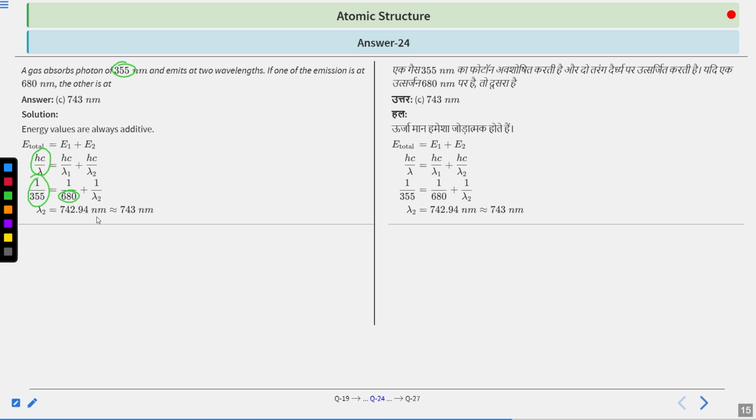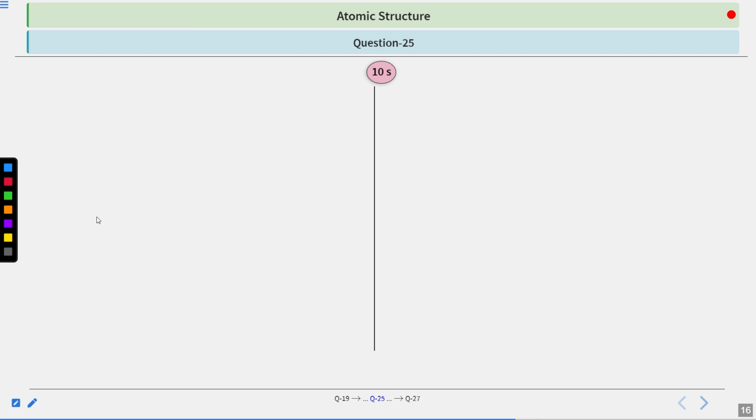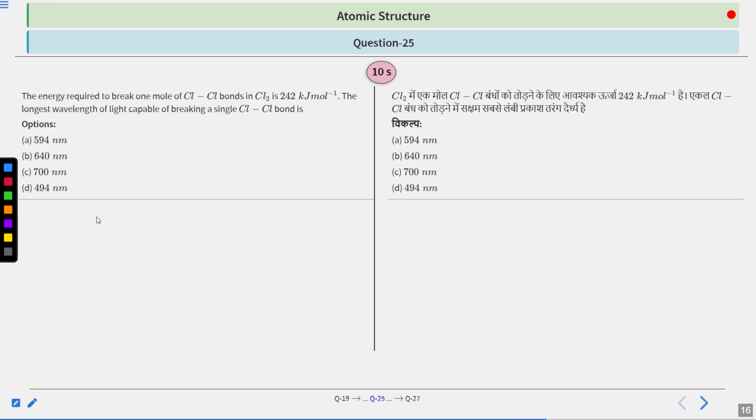Moving on to the next question. Question number 25 says that the energy required to break 1 mole of Cl–Cl bonds in Cl2 is 242 kilojoule per mole. The longest wavelength of light capable of breaking a single Cl–Cl bond is: option A, 594 nanometer; option B, 640 nanometer; option C, 700 nanometer; and option D, 494 nanometer. You have 10 seconds to solve this question. Your time starts now.